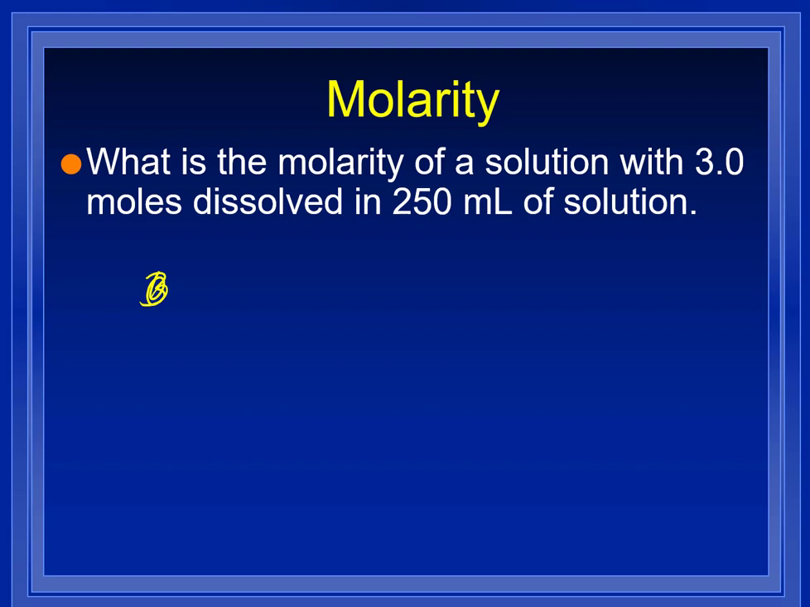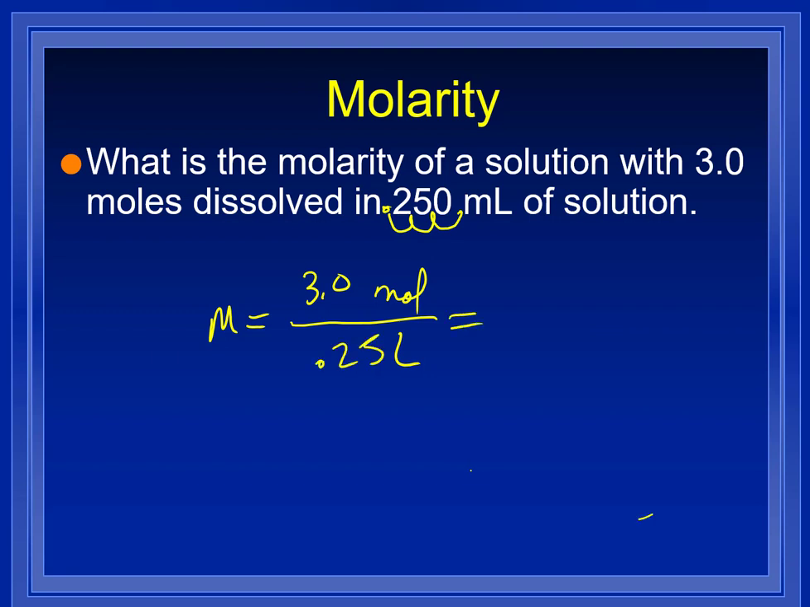What is the molarity of a solution with 3 moles dissolved in 250 milliliters of solution? Molarity is moles over liters. The number of moles, 3.0. Wait. They didn't give me liters. Hey, you can put milliliters down there, but it'd be wrong. It needs to be liters. And remember, to change from milliliters to liters, I just moved the decimal point 1, 2, 3 times to the left. 0.25 liters. So 3.0 divided by 1/4 is 3 times 4, which is 12 molar.